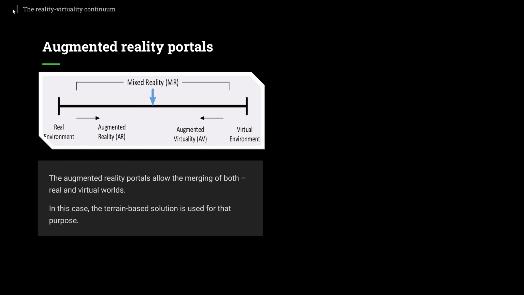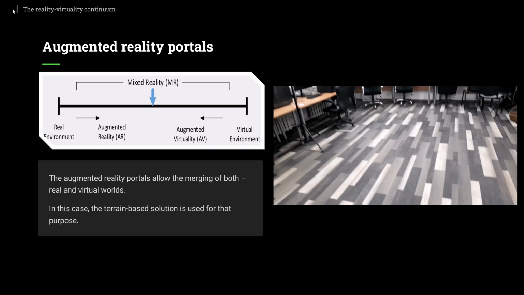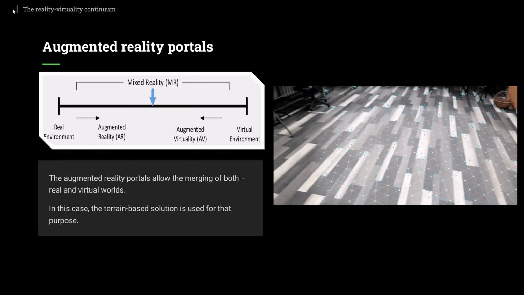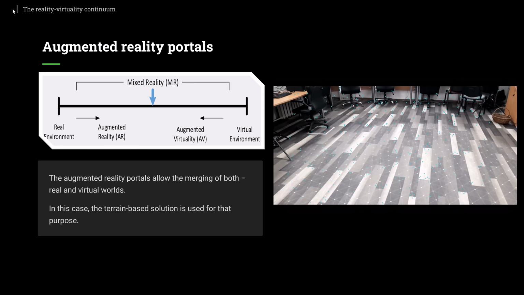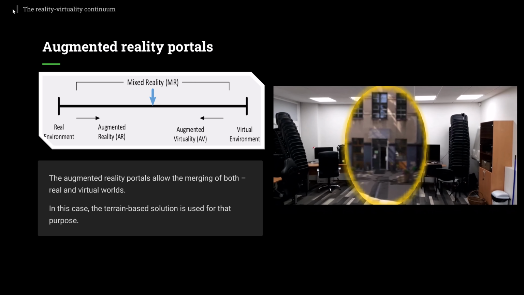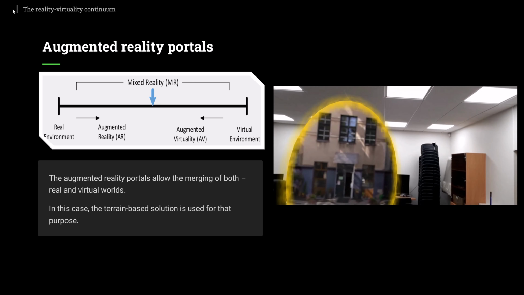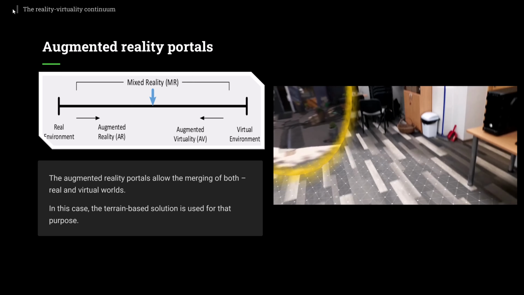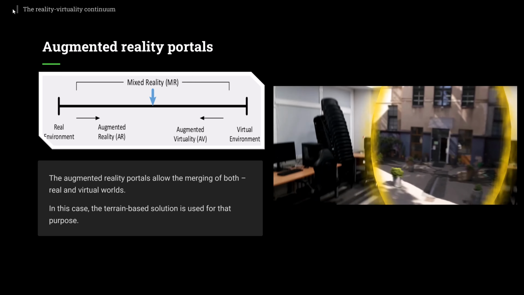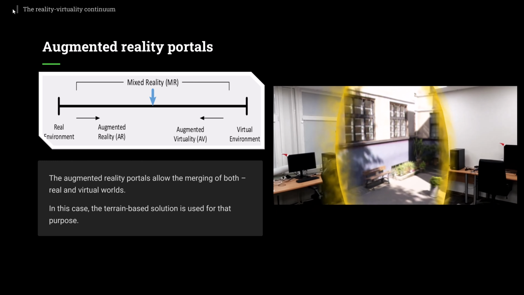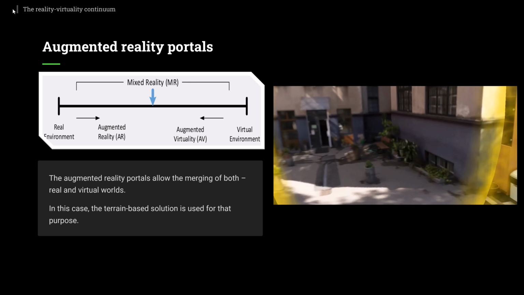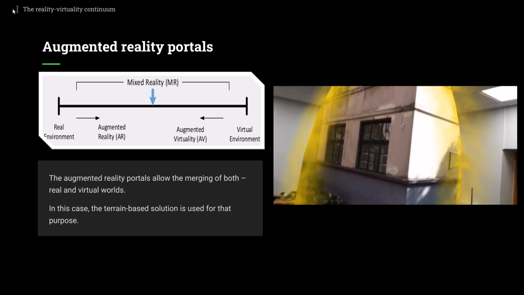I would put augmented reality portals in the middle of the reality-virtuality continuum because they allow entering each world. One can use a terrain-based approach to create some kind of magical portal on the ground, and when you enter the portal, the virtual environment is switched and you can use the same portal to return to the real world. As you can see in the example, you can easily move in both real and virtual environments.